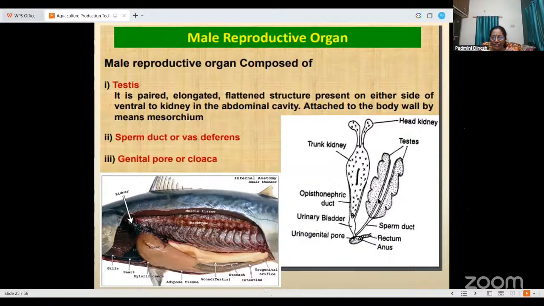Now the male reproductive organs. You have a pair of testes. Then you have the kidney and the urinary bladder. The testis opens into the sperm duct, and then both of them open into the rectum and anus. When you cut open, that's the kidney, that's the liver, the heart, the backbone, and this is the testis, a pair of testes. Below the testis is the stomach, and they open into the urinogenital orifice. This orifice is the place where they open.